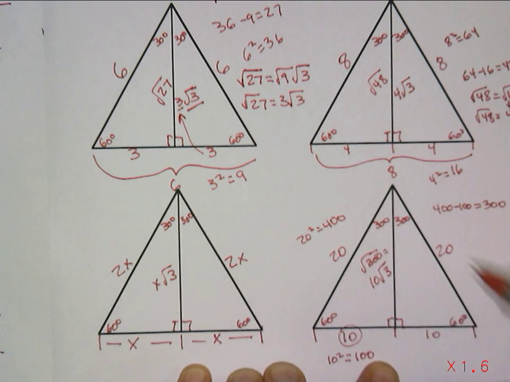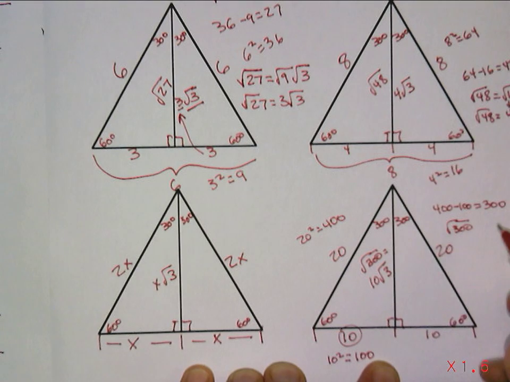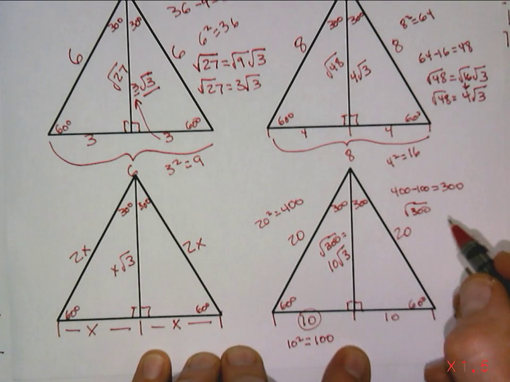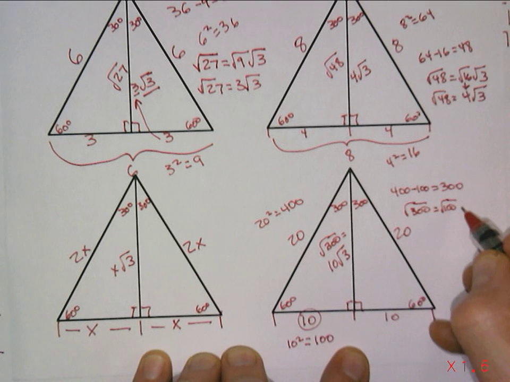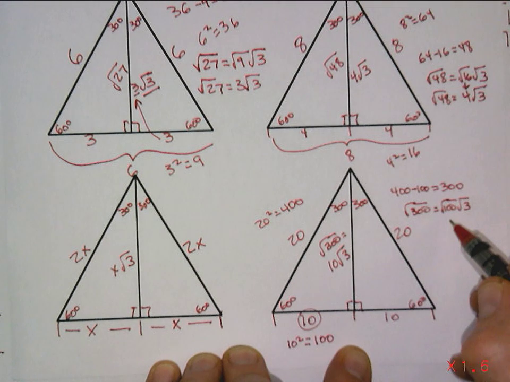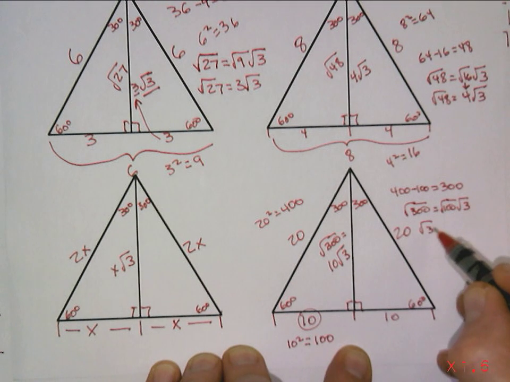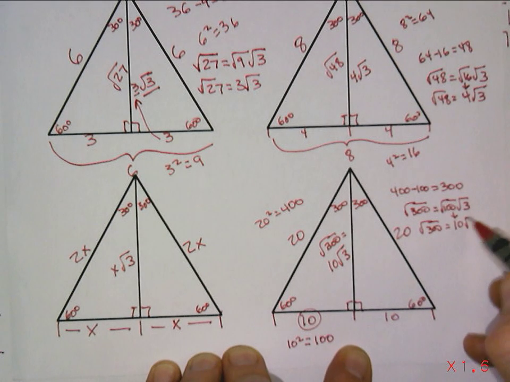And the question is, is that the same as 10 square roots of 3? Well, think about the square root of 300. We could actually say the square root of 300 is equal to the square root of 100 times the square root of 3. And we know what the square root of 100 is. It's 10. And so we actually do get 10 square roots of 3.